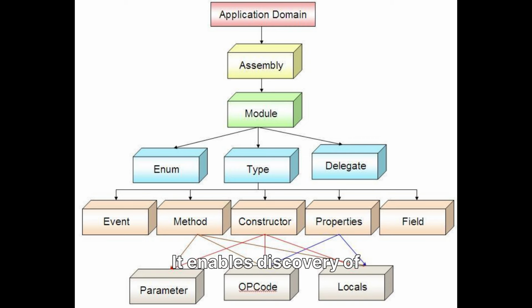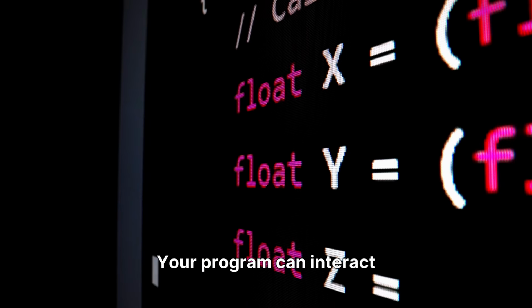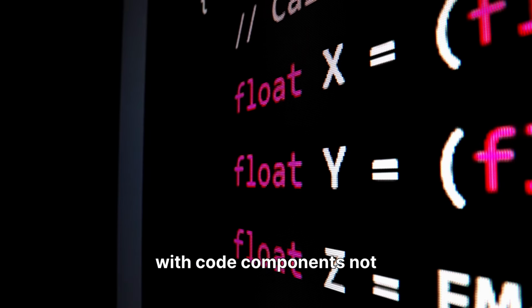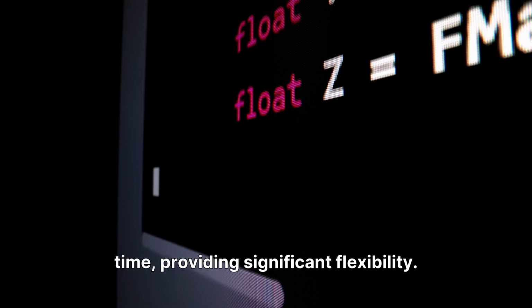It enables discovery of information about assemblies, types, and members while the application runs. This dynamic capability is useful when code structure is unknown at compile time. Dynamic discovery is crucial for building highly adaptable and extensible applications. Your program can interact with code components not explicitly linked at compile time, providing significant flexibility.